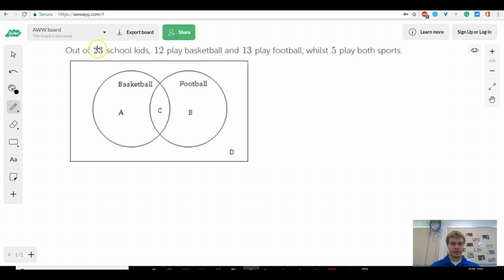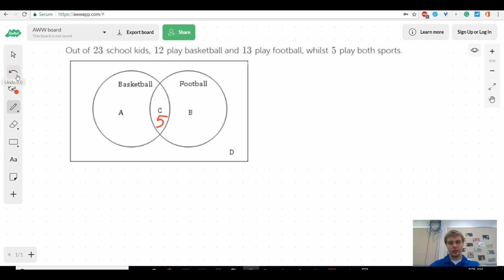So they say there's 23 kids, 12 play basketball, 13 play football, and 5 play both. Anytime I see this, I'm going to put the 5 in the middle here to make it easy on myself so I can think about the both. Now, a lot of people are tempted to put 12 here. But that's not right, because then how many kids play basketball? Well, 12 and 5 is 17. Oh, we only have 12 kids that play basketball.